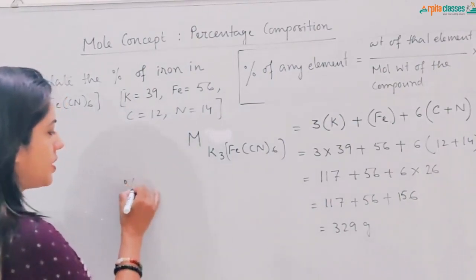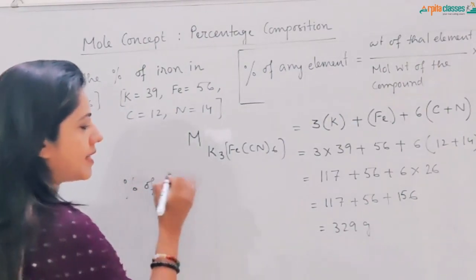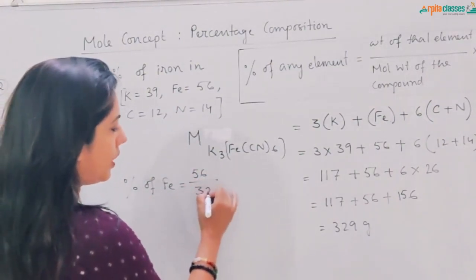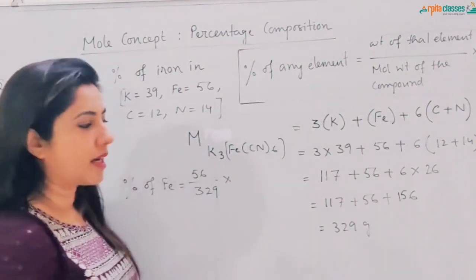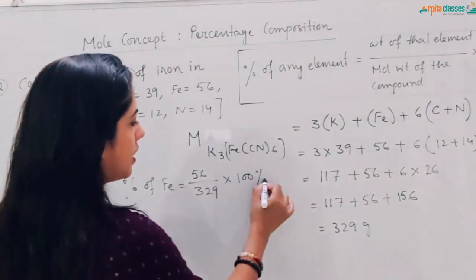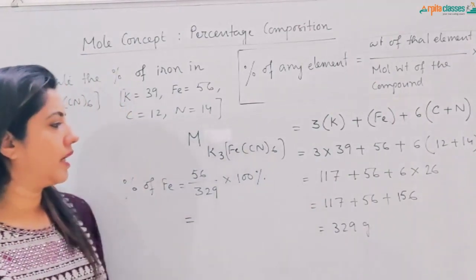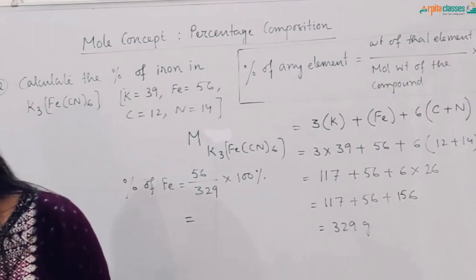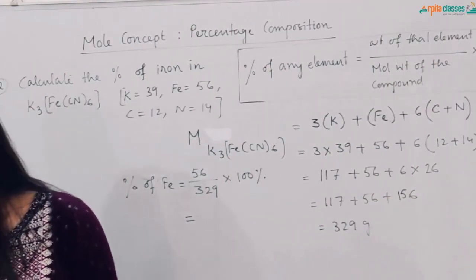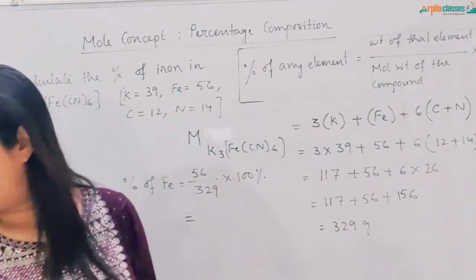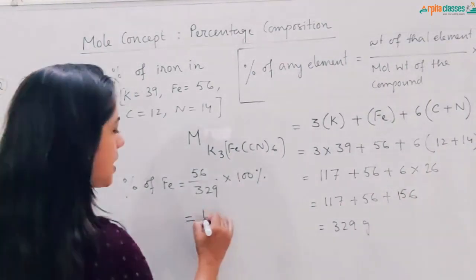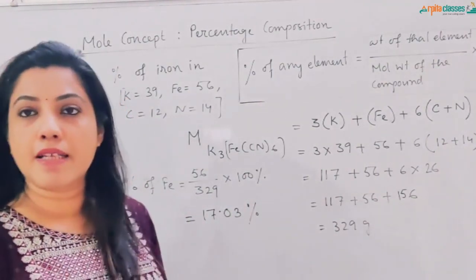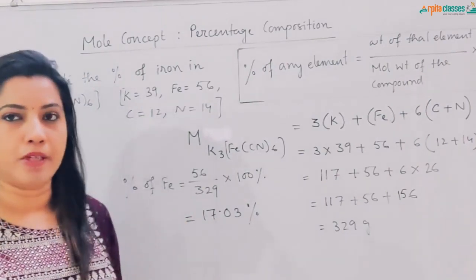Now we need to find out the percentage of iron. That is equal to weight of iron should be in the numerator, which is 56 upon 329. That's the molecular weight of the entire compound into 100%. So if you calculate this, it comes around, we'll do the calculation. You can do it on your own. I'll just check the calculation, it's coming around 7.03%. You can calculate, you can keep your answer in decimals or you can keep your answer in mixed fraction.